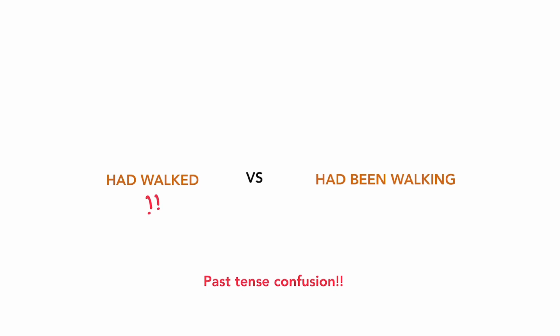Do you know the difference between had walked and had been walking? Don't worry if you don't. Most English learners get this wrong. It's two types of past tenses, past perfect.